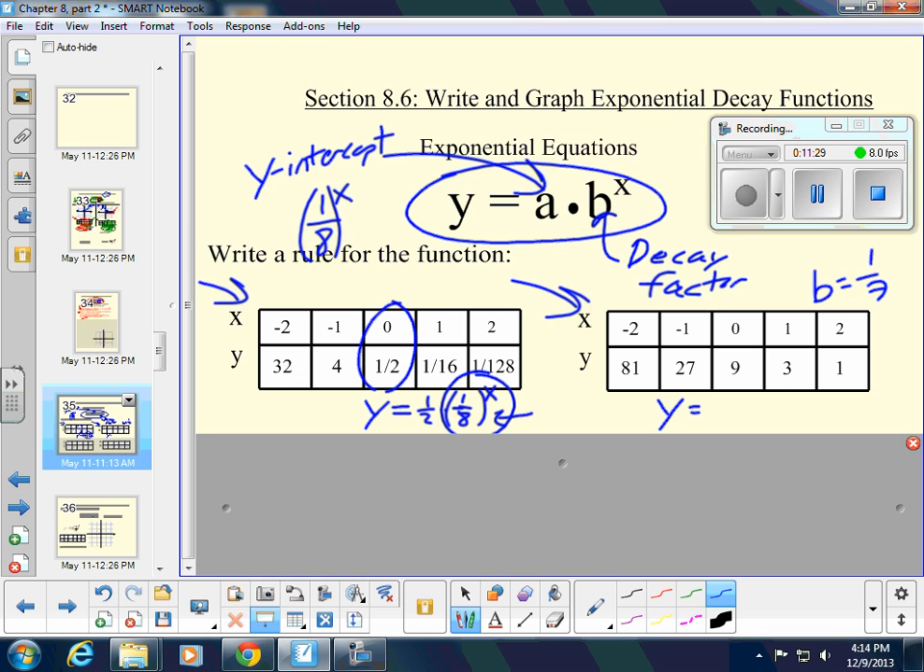So y equals my y-intercept, my a, looks like it's going to be 9 in this case. So 9 times 1/3 to the x power. So again, this is often just like putting together exponential growth functions. But now if we see the dividing pattern, we know it's going to be a decay function instead. So b is going to be some number between 0 and 1.